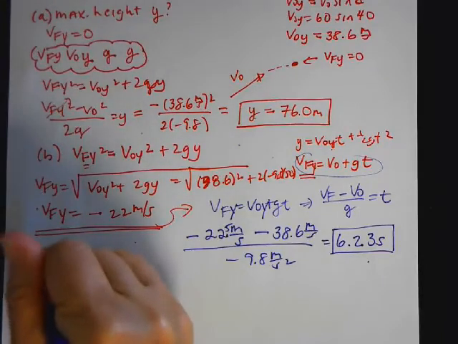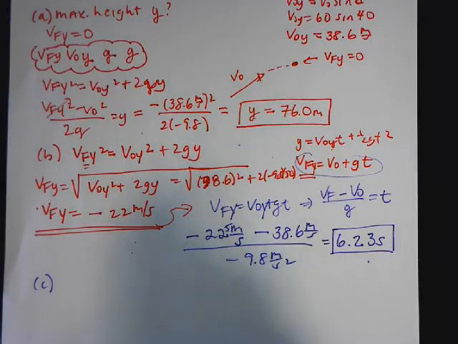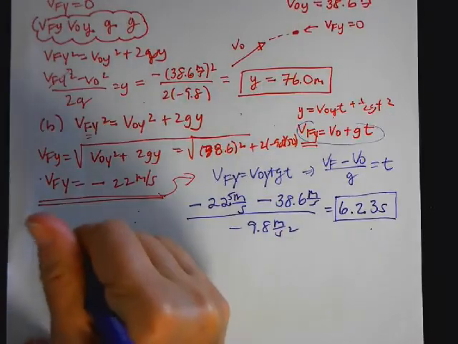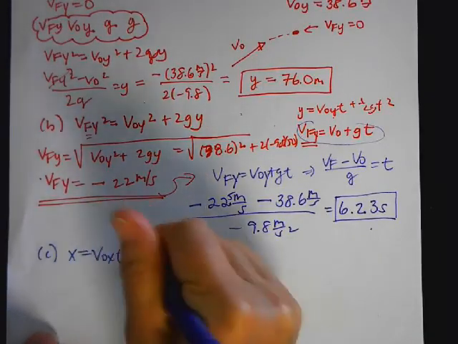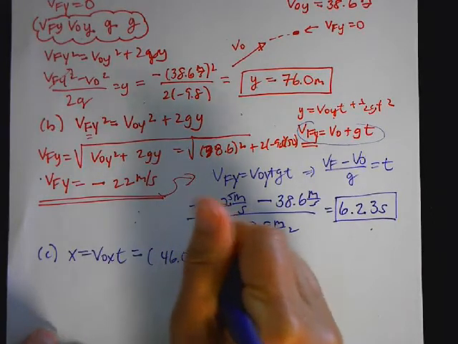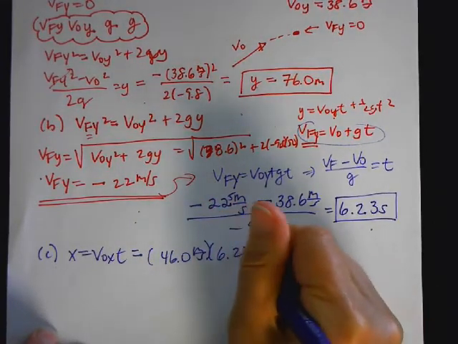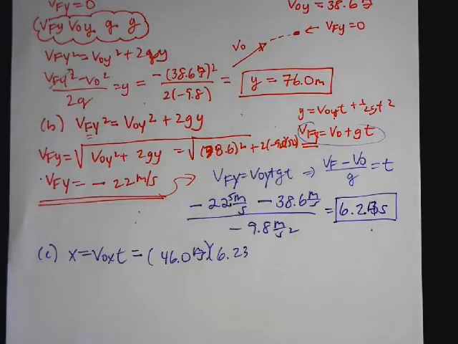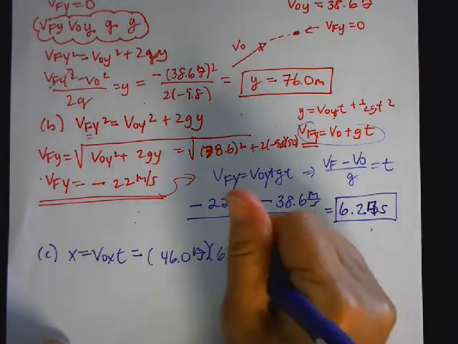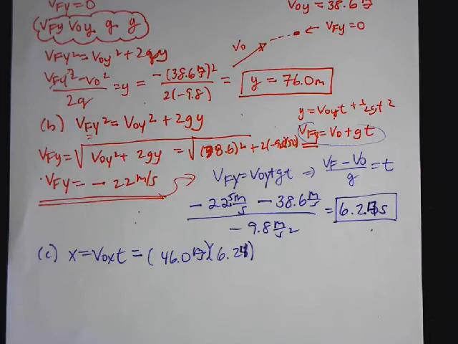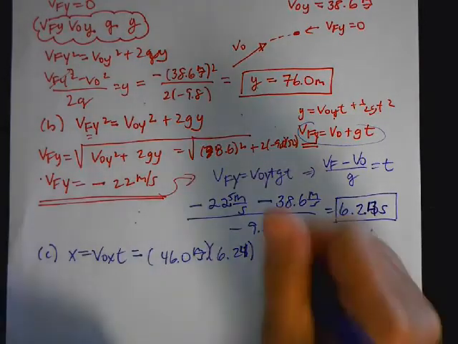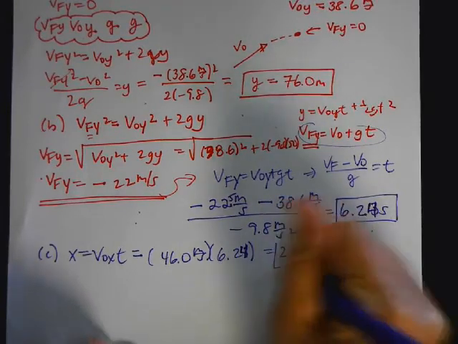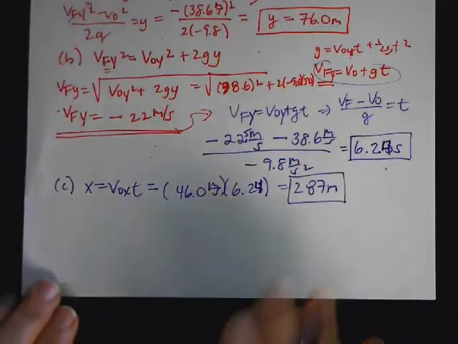Part C, it says determine the range on impact. So x is equal to v naught x t. So it's equal to 46 meters per second times the time I just found, 6.23. I think that was actually 6.24. I'm looking at my calculator, and I think this is 6.24. I didn't look at the last digit and round. So 6.24 times, so that comes to about 287 meters. And I'm rushing because we have a second before the bell rings.